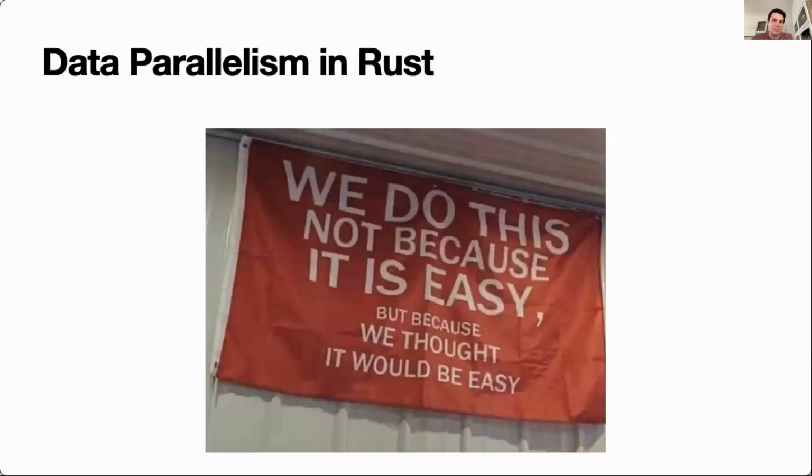So moving on to Rayon and data parallelism in Rust. I've heard there are a lot of non-Rust programmers in the audience, but I've also seen many expert Rust programmers in the audience. So I'm trying to strike a balance between both, but please don't hesitate to interrupt me if there are any questions.